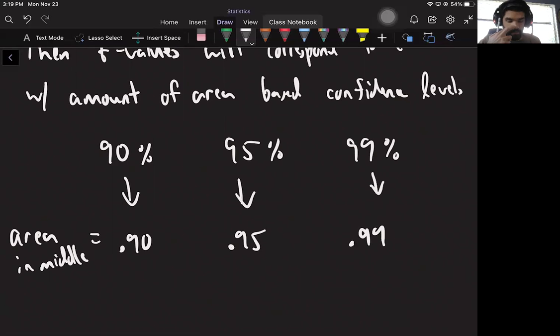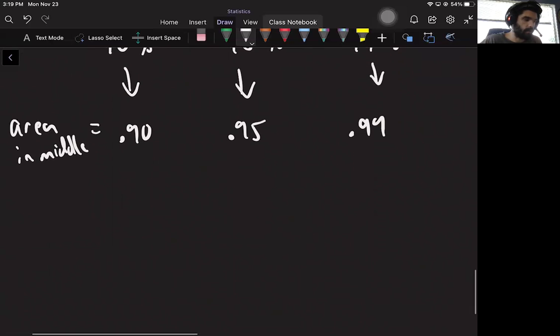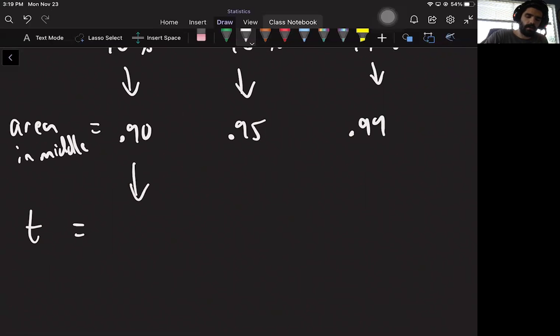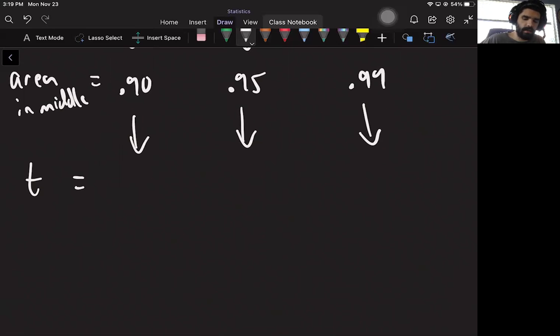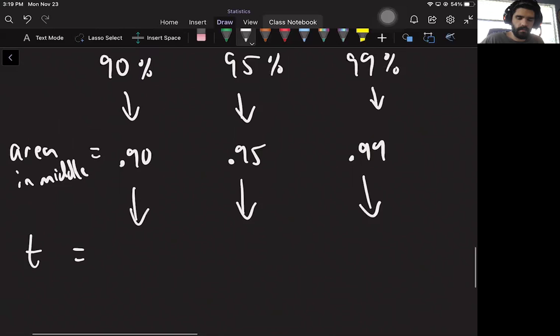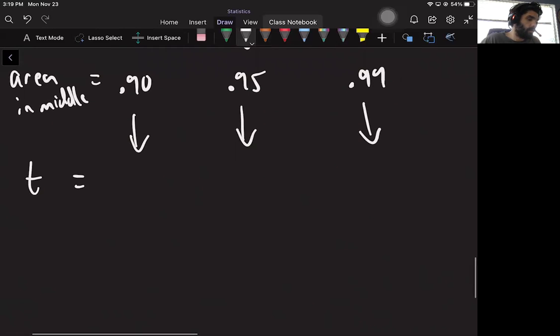And then that's going to correspond to some t-score. So you're going to say t equals something, or something else if it's 95, or something else if it's 99. But what's different is that this t-value doesn't just depend on these percentages. It also depends on the sample size.